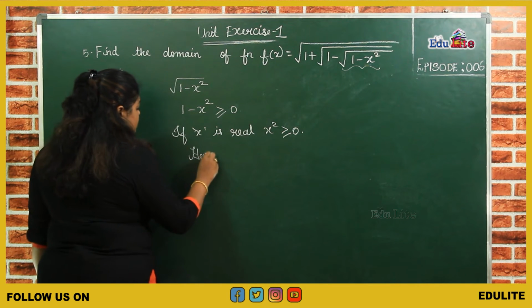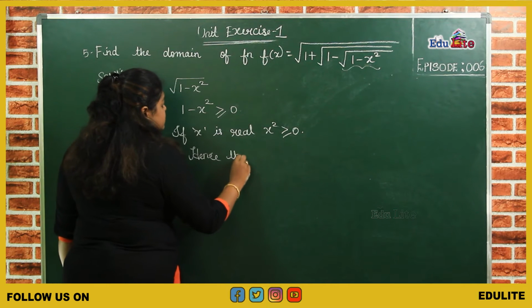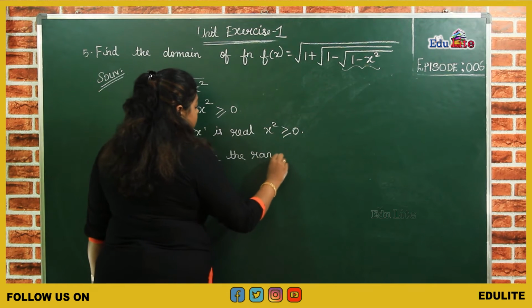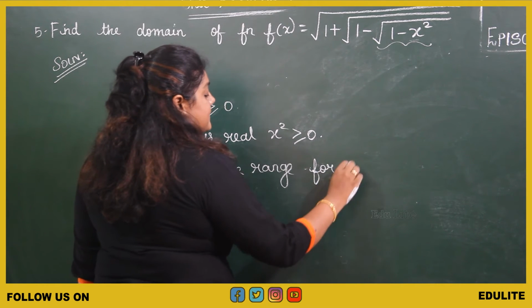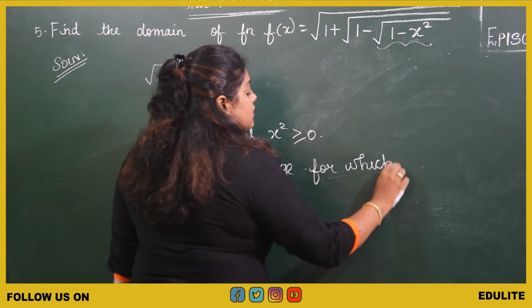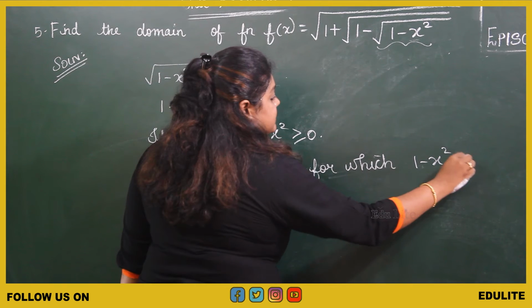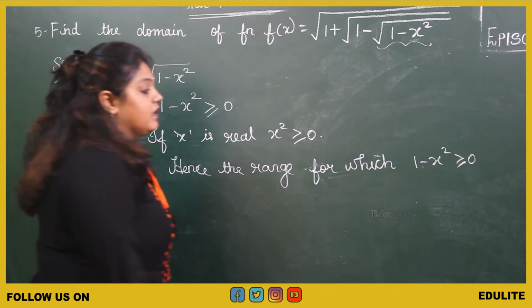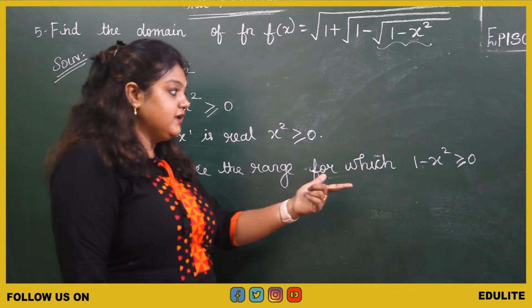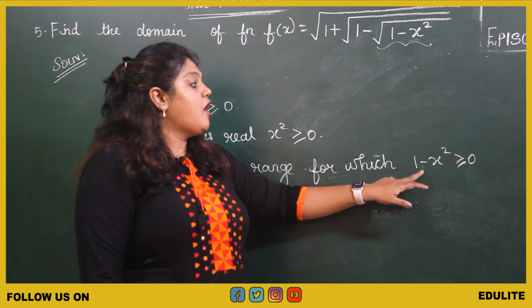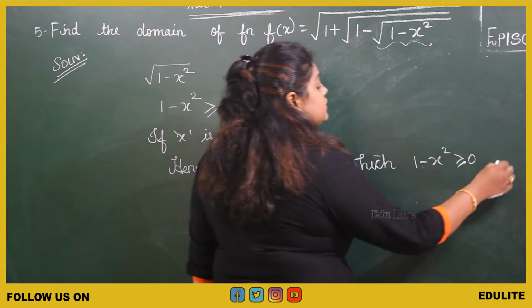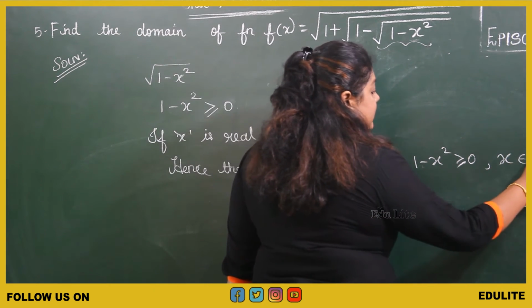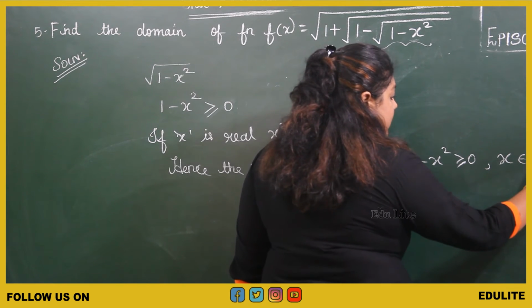Hence, we have to choose a domain in such a way that 1 minus x square is greater than or equal to 0. We are going to choose the domain as x belongs to minus 1 comma 1.